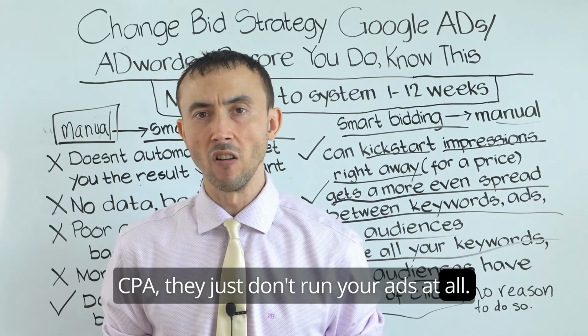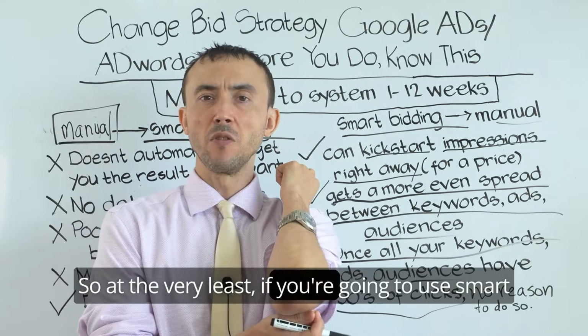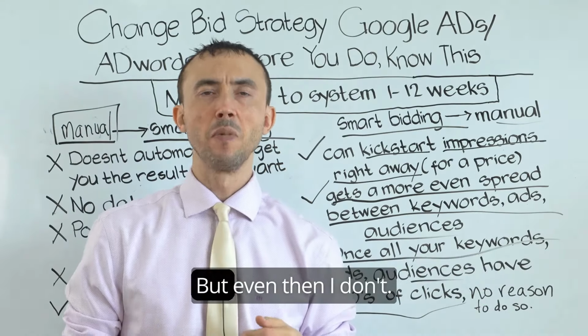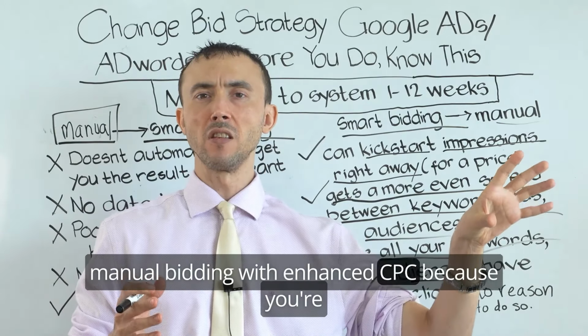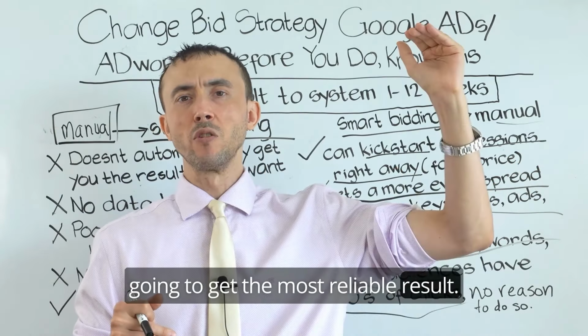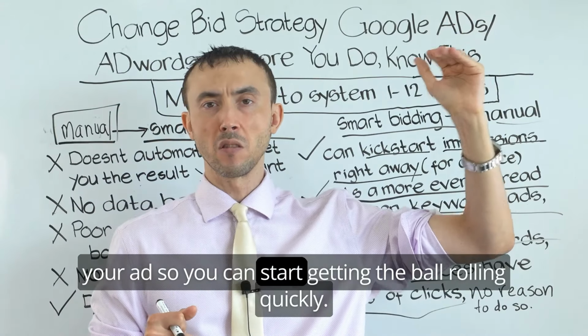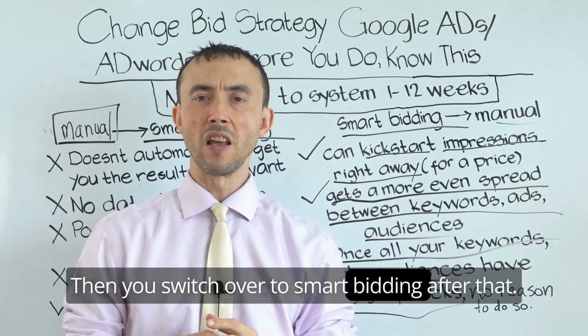So at the very least, if you're going to use smart bidding at the beginning, you have to have no target CPA. But even then, it's not as good as just running manual bidding with enhanced CPC because you're going to get the most reliable result. That is, you want to hurry up and get some clicks on your ads so you can start getting the ball rolling quickly. Then you switch over to smart bidding after that.